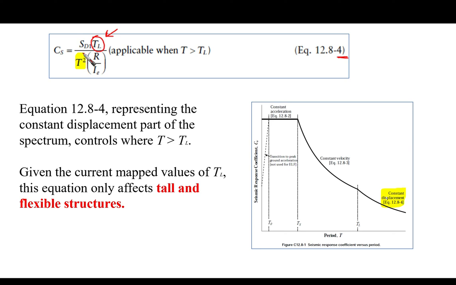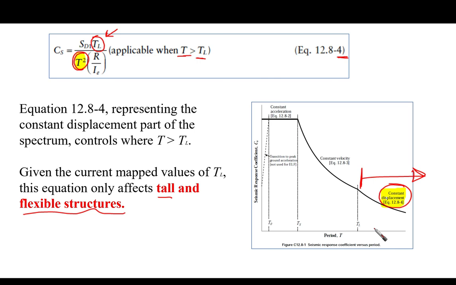Okay, so we have two things. This is the area that is dominant here, starting from here to here on. This is for T larger than TL. This is constant displacement. The displacement of the system equals the displacement of the earthquake ground excitation. Given the current mapped values of TL, this equation only affects tall and flexible structures.